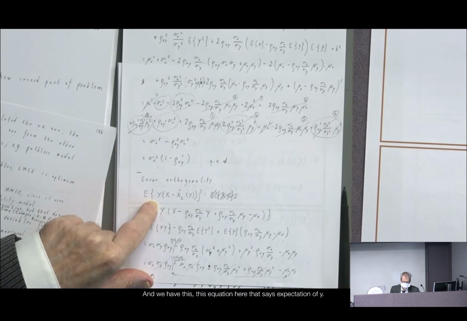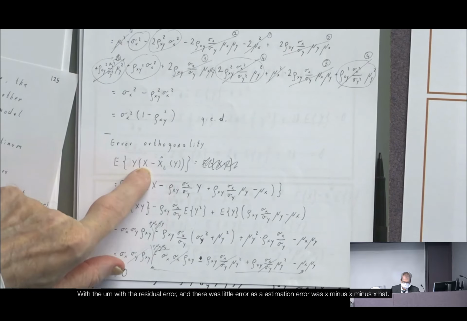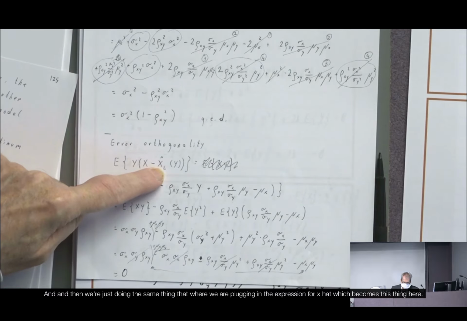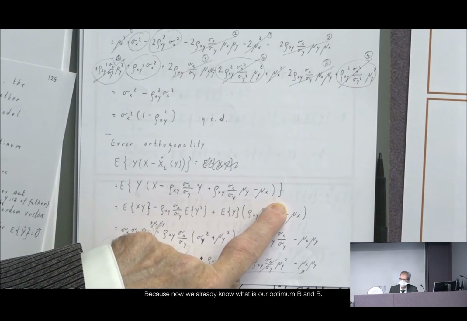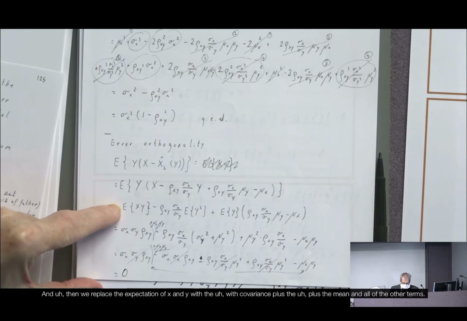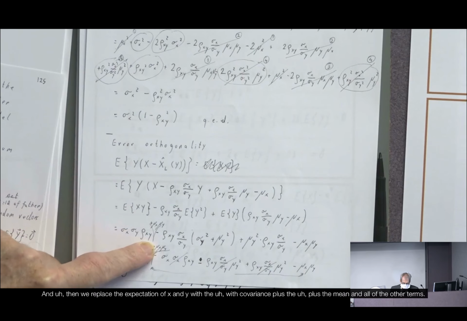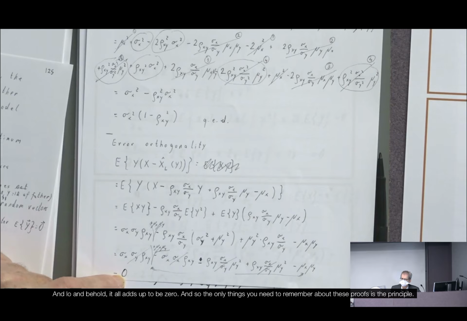We have this equation here that says expectation of y with the residual error. And the residual error, the estimation error, is x minus x hat. And then we're just doing the same thing. We're plugging in the expression for x hat, which becomes this thing here, because now we already know our optimum A and B. And then we replace the expectation of x and y with the covariance plus the mean, and all of the other terms. We check what can be cancelled out, and lo and behold, it all adds up to be 0.